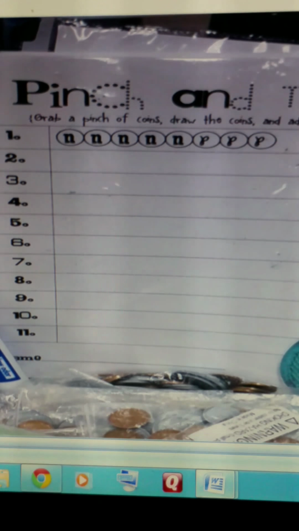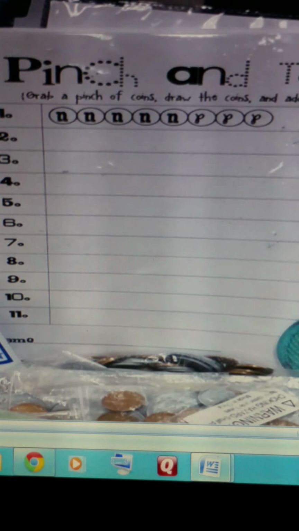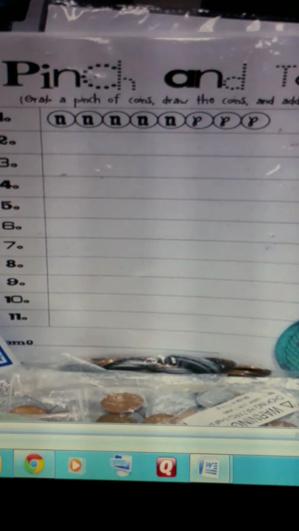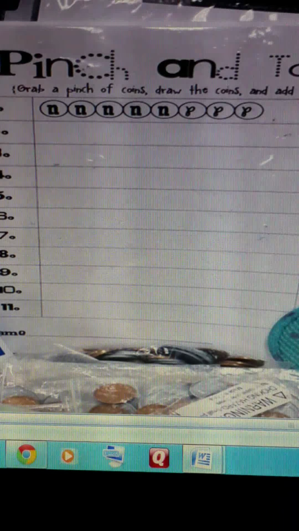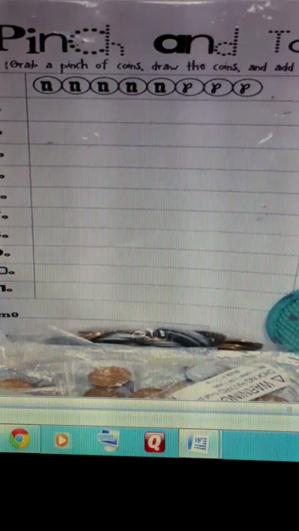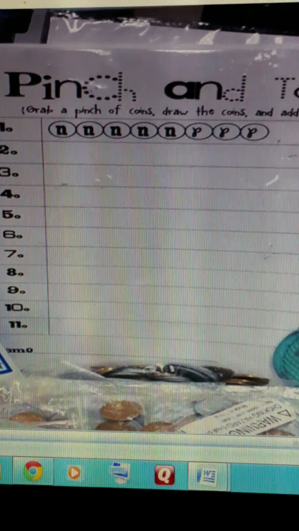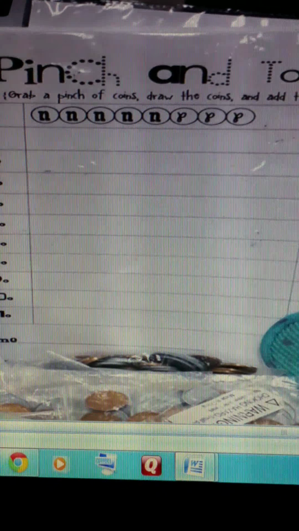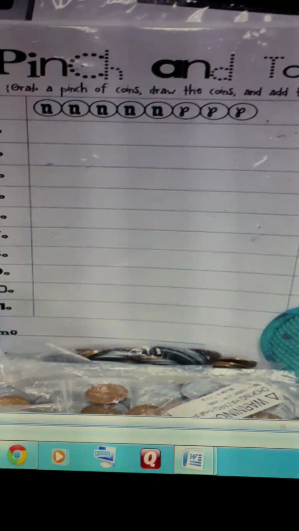This game is very good because, one, it allows the students to recognize the coin. Then it allows them to recognize the value of the coin. And then they have to add the coins up. This is very good because it hits several of the TEKS in a fun and active manner.